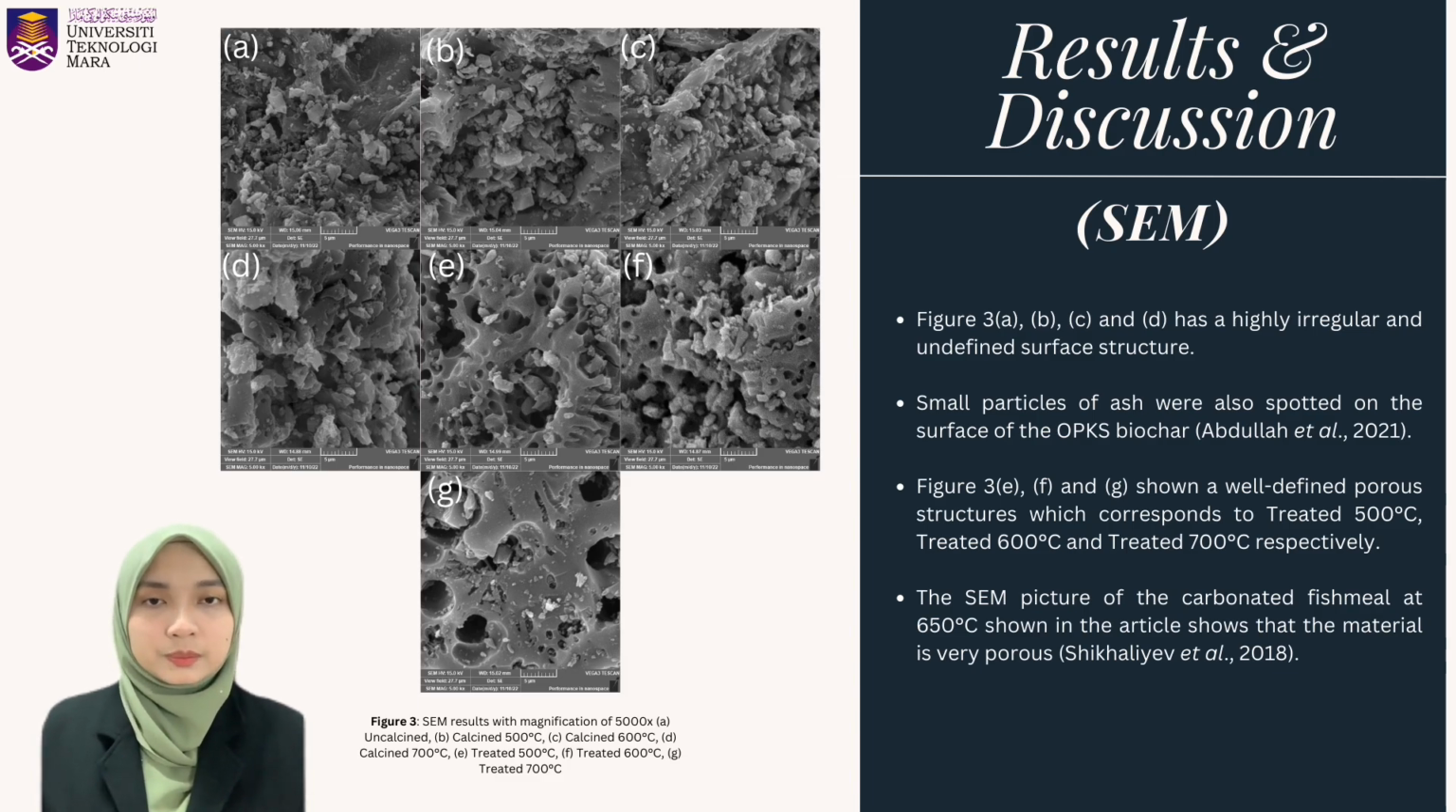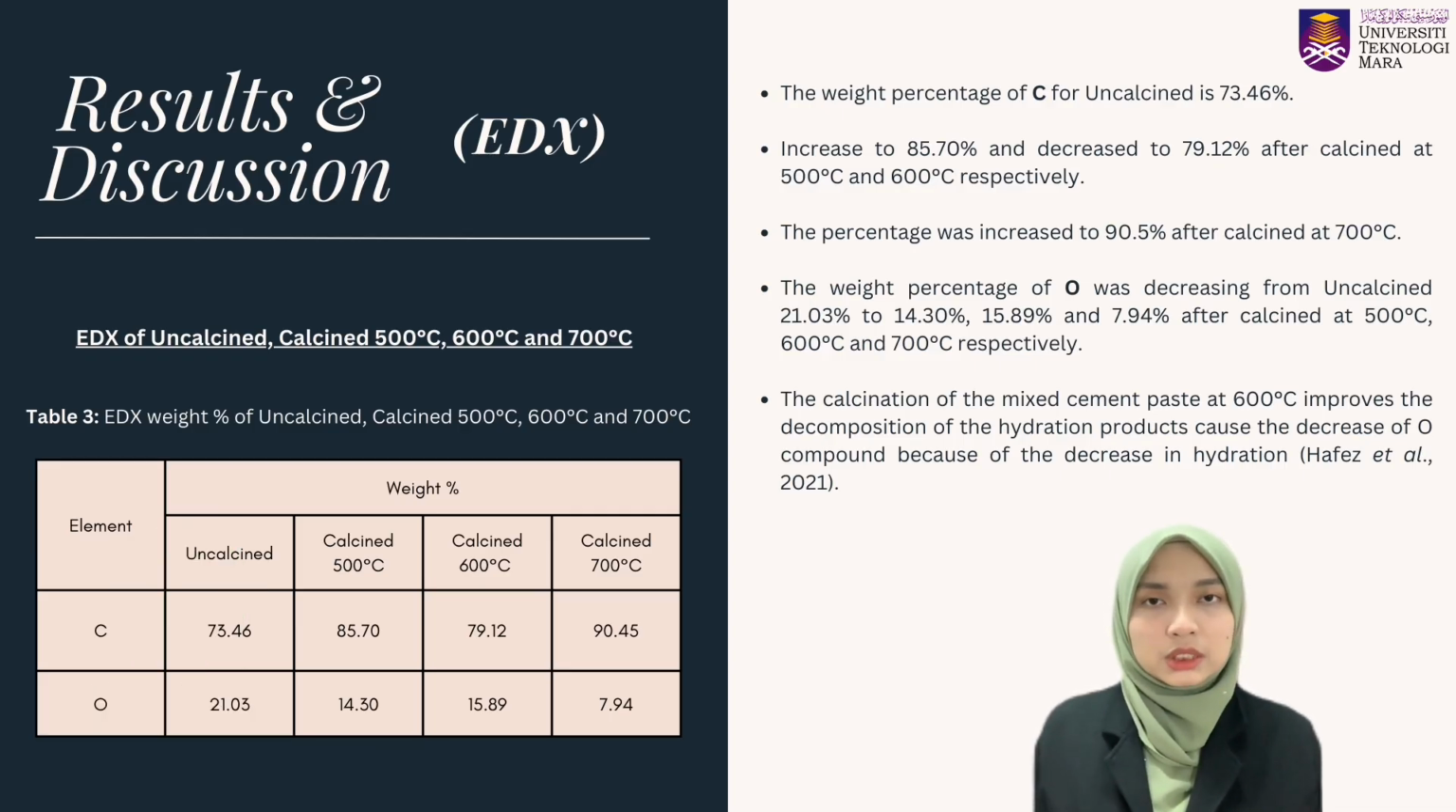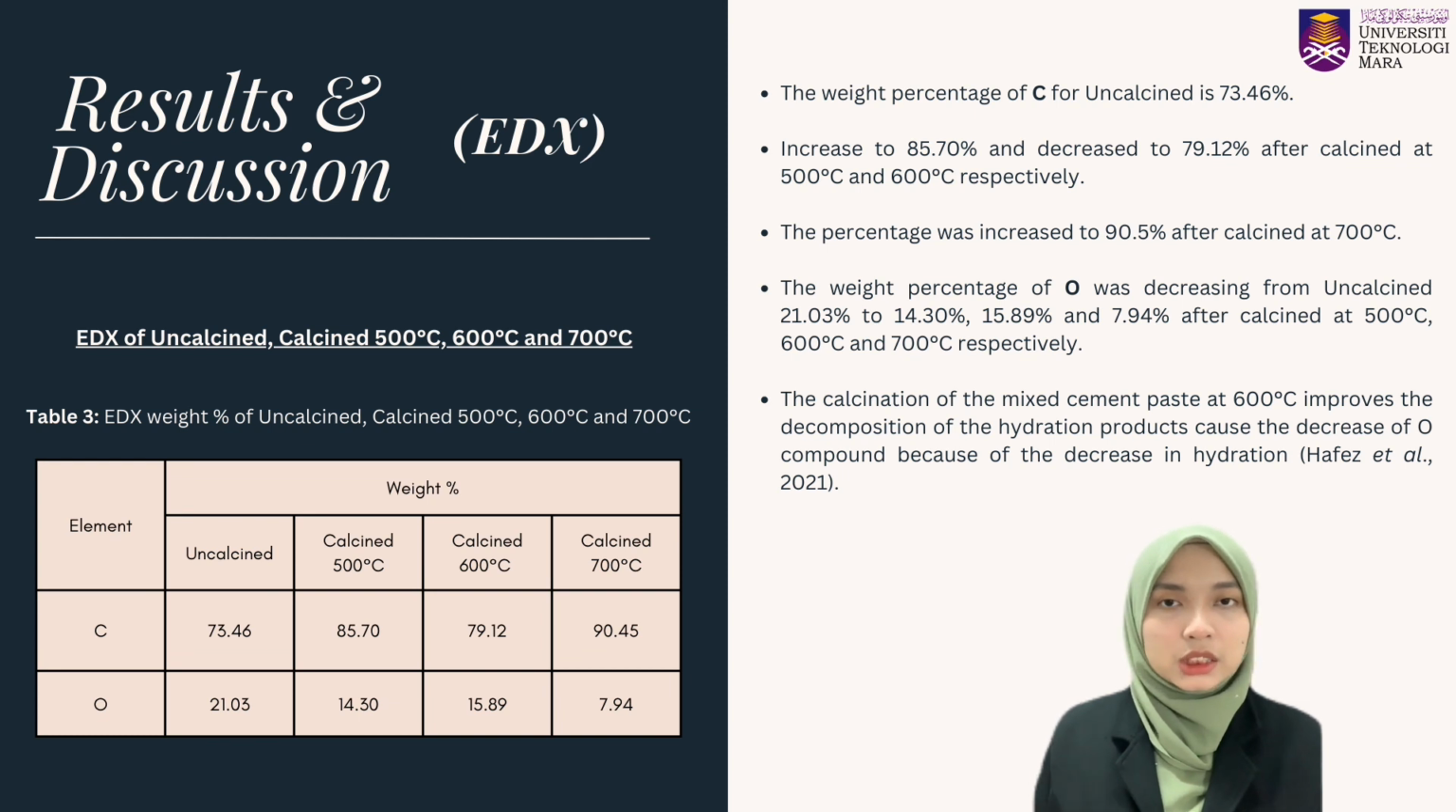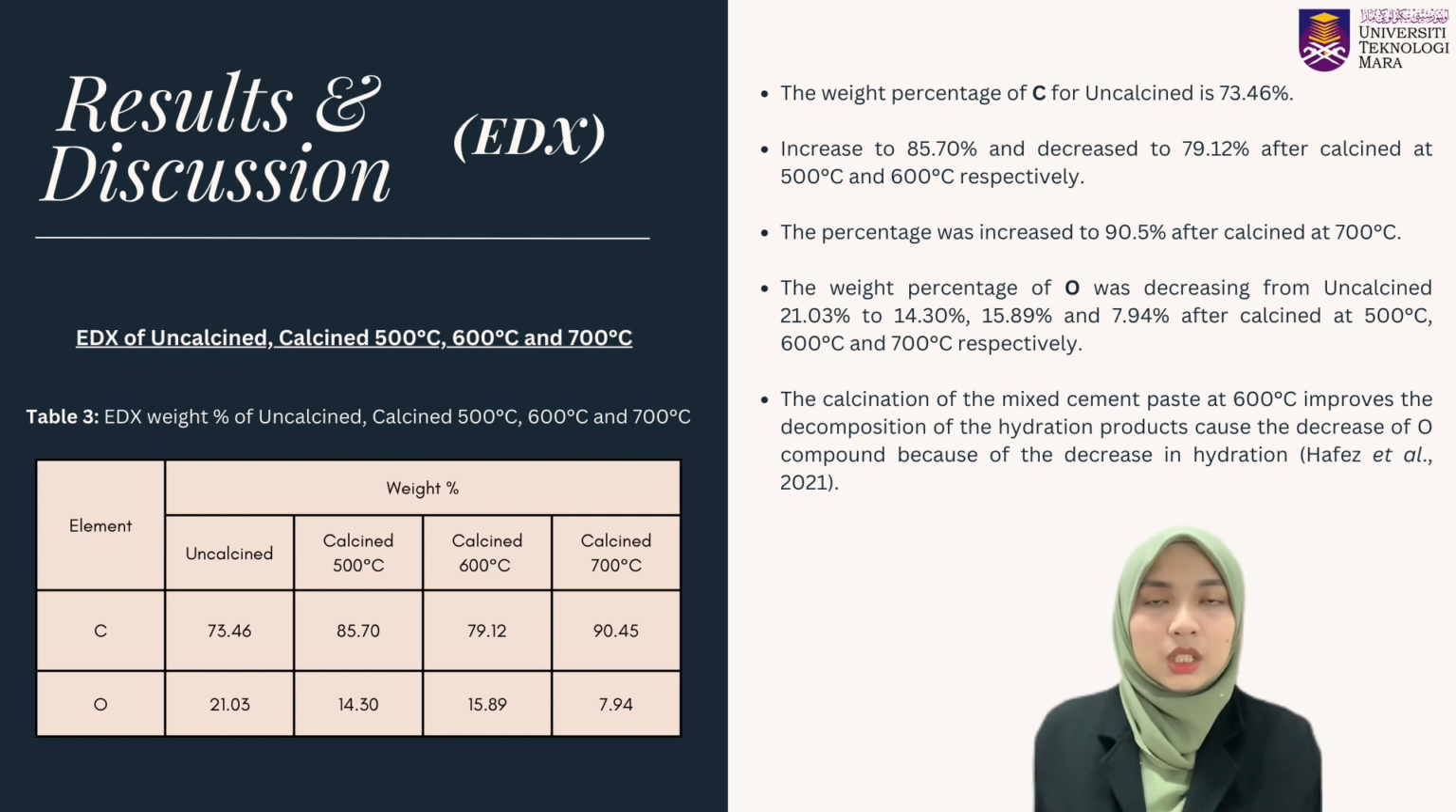and well-defined. For the EDS results, first are the results of uncalcined, and calcined at 500, 600, and 700 degrees Celsius. The results determine the effect of calcination temperature on the weight percentage of elements involved in the samples. The weight percentage of carbon for uncalcined is 73.46%, increased to 85.70%, and decreased to 79.12% after calcination at 500 degrees Celsius and 600 degrees Celsius respectively. The percentage increased to 90.5% after calcination at 700 degrees Celsius.